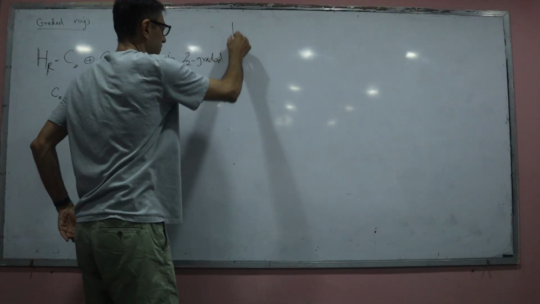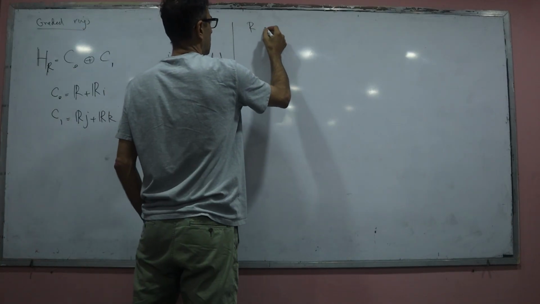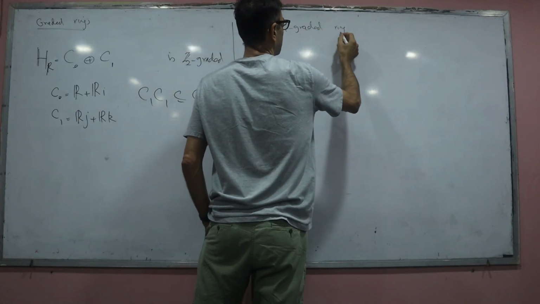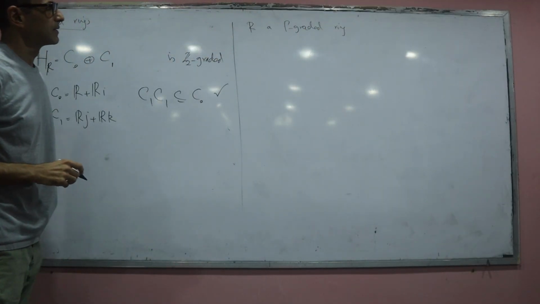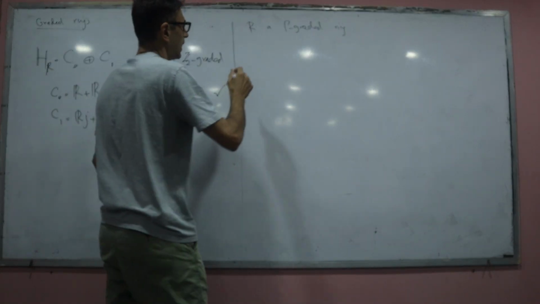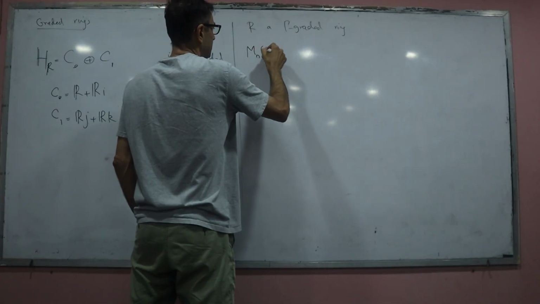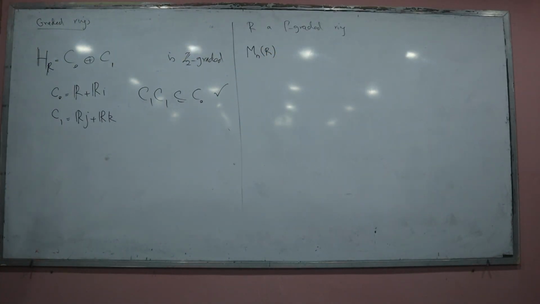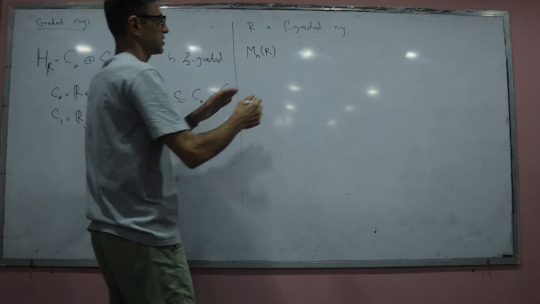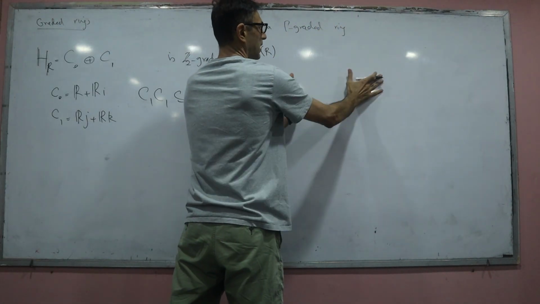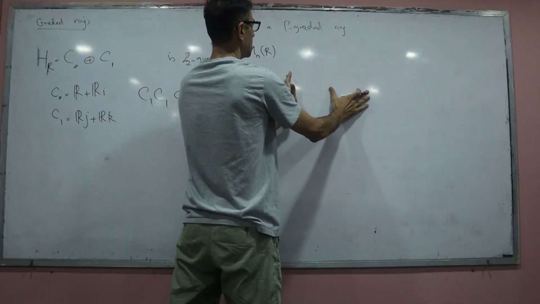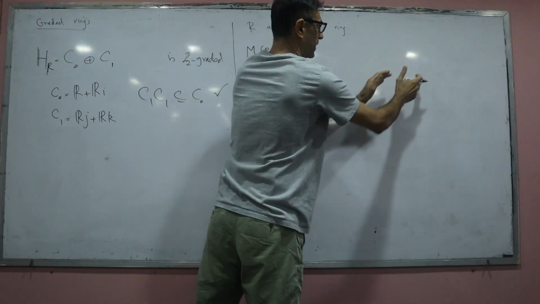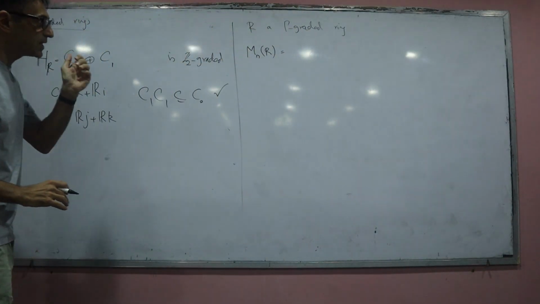Let me see if I can get it right. So now, again, I start with R, a gamma graded ring. And I look at Mn of R, and I want to give this a grading. Okay, so matrix ring over R. As you know, these are just n by n matrices, and you fill them with the elements of R. But I want to chop this into pieces. And here it's really very interesting.